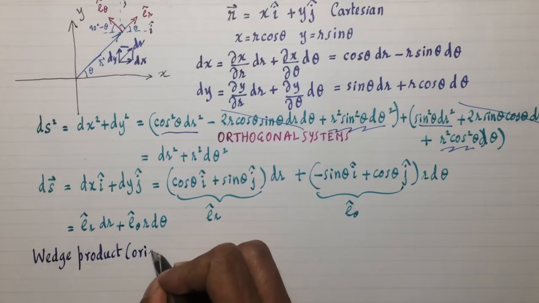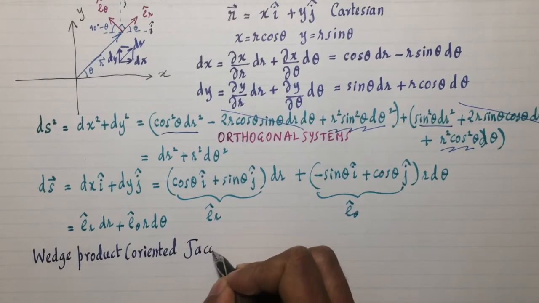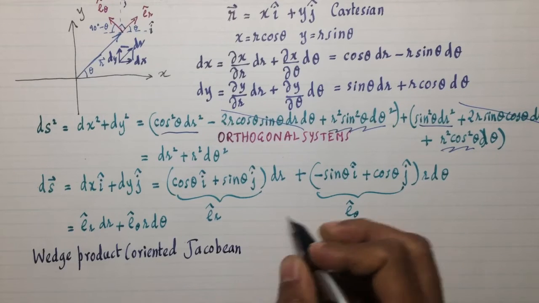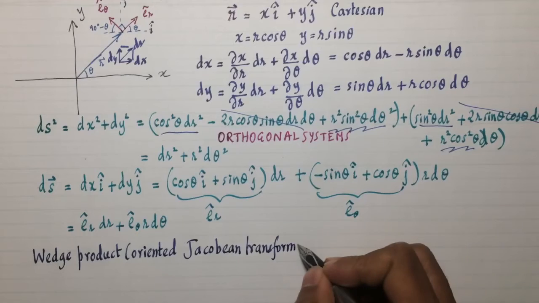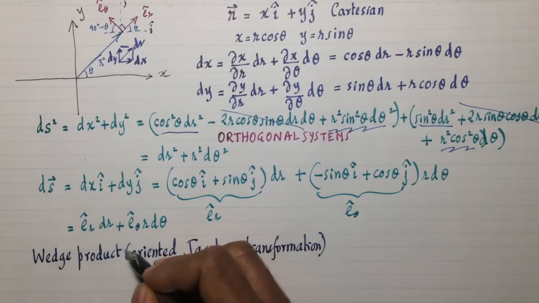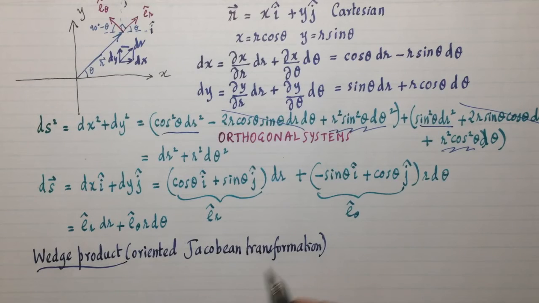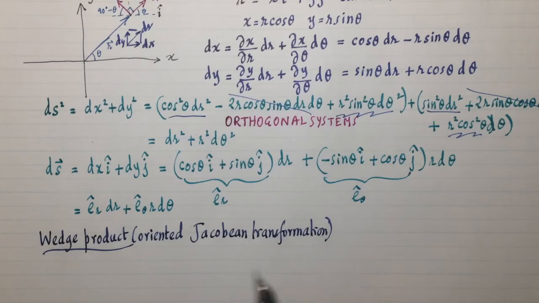And sometimes you'll find it described as the oriented Jacobian transformation. They're both related to each other. So what happens is when you go from one coordinate system to another coordinate system, and you try to find the volume element from one coordinate system to another, they're related by this Jacobian of coordinate transformations.